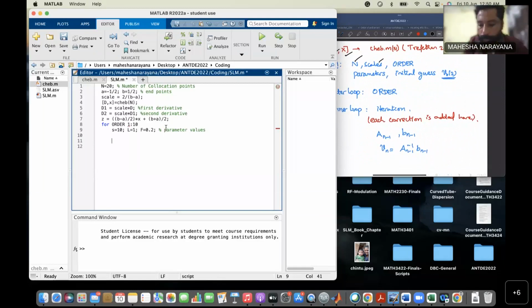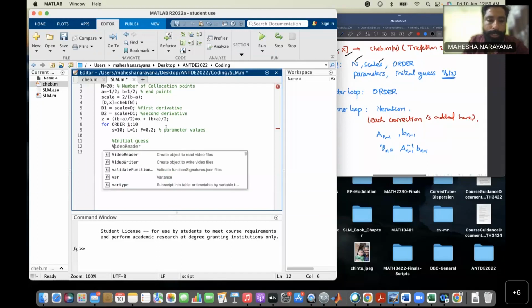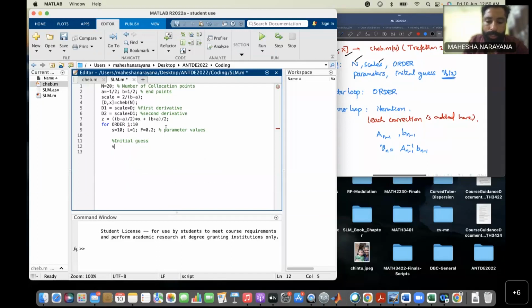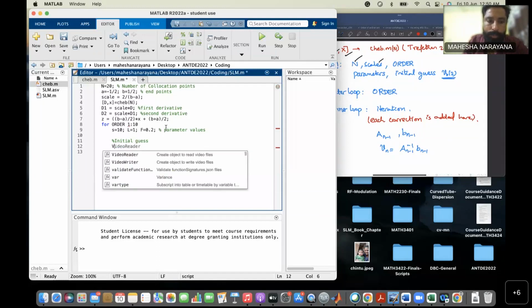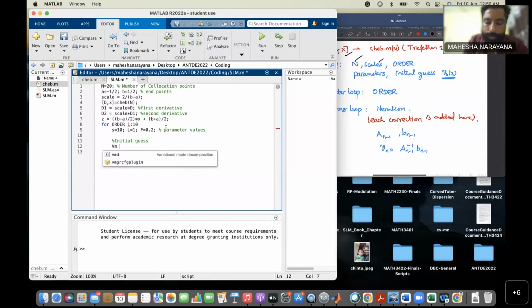So I'll call it V, or let's say big V, Vm, or Vn. So Vm equals to, what will be the V naught if it is a parabola for minus half to half, and we assume that it will have a maximum velocity at 0. I mean, the maximum velocity of 1 at 0.